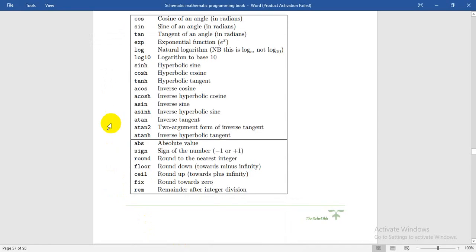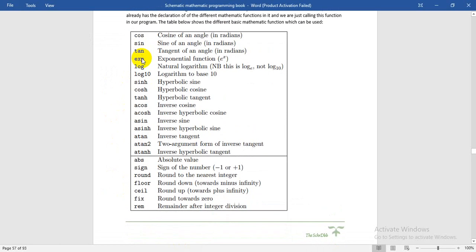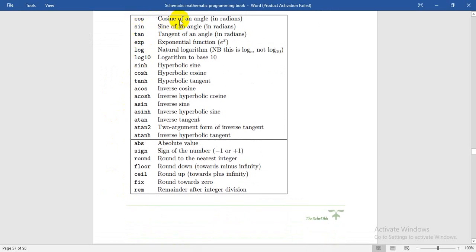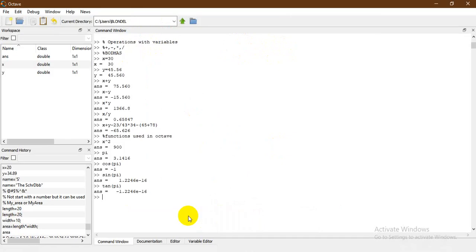The other functions which are used in Octave programming are cos, the cosine of an angle, where the angle is used in radians. We have sine, the sine of an angle used in radians. You have tangent of an angle used in radians. You have exponential, logarithm. This log here is the ln, it's to the base e and not to the base of 10. So as an example, we can take it in the Octave program. When you write just log, let's say I write log of e.